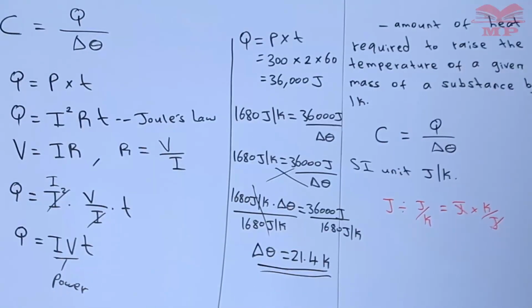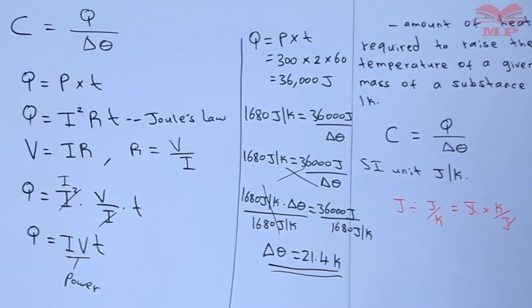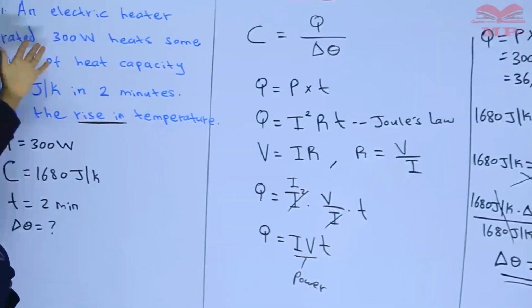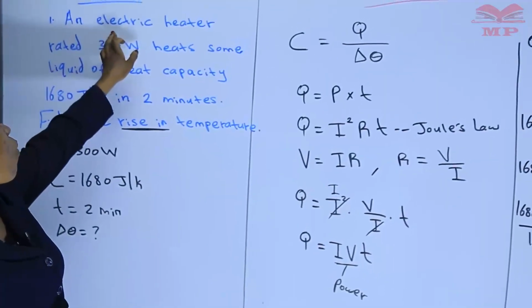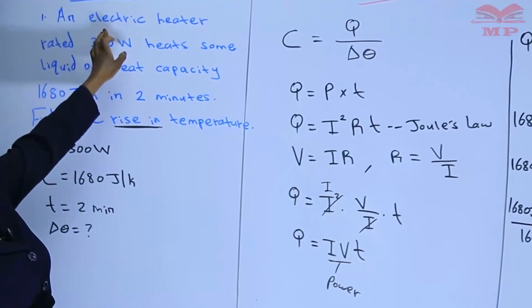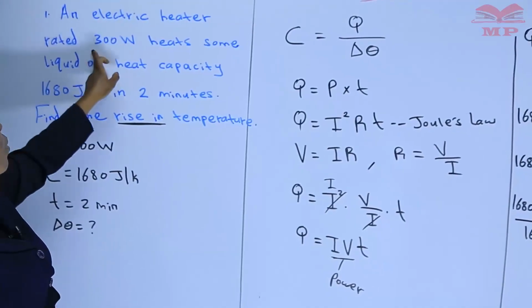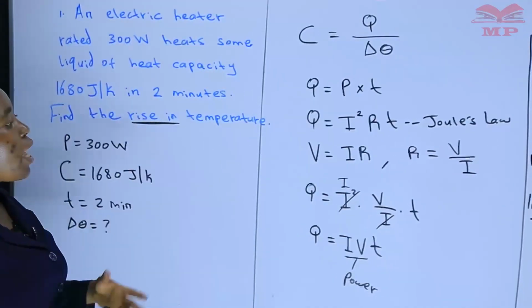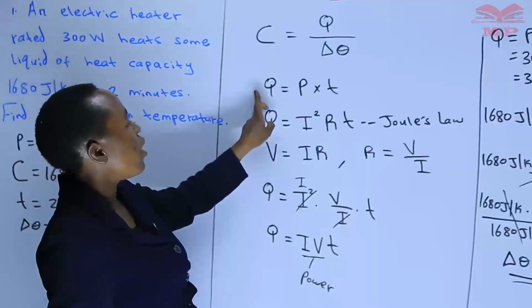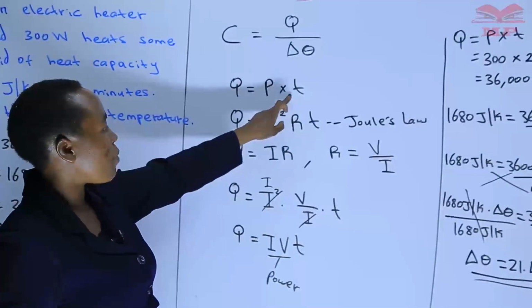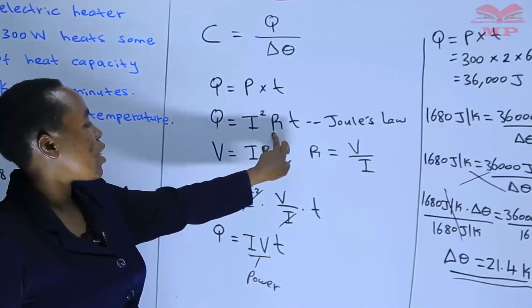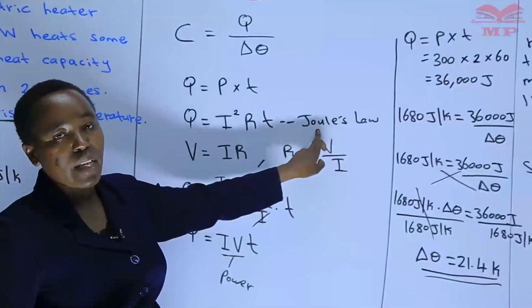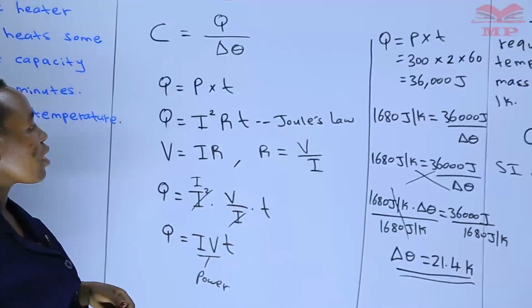Hopefully you got the question. You can be given a question that tests the electrical method of heating, whereby we'll be talking of the power rating and therefore heat energy being given by power times time. And I have explained this from Joule's law, from the heating effect of an electric current.